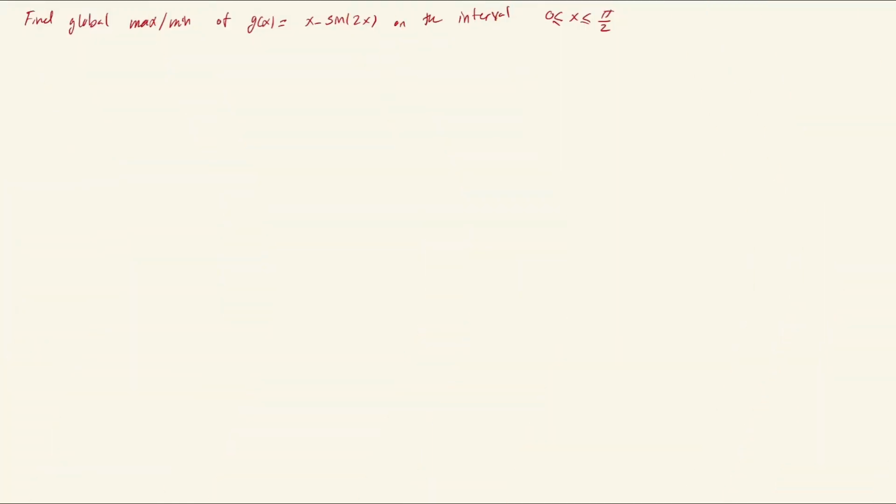Now, find the global maximum and minimum for the function g of x equals x minus sine of 2x on the interval 0 to pi over 2. Notice this is a closed interval, which means we are guaranteed to have a global maximum and minimum, and we are going to follow the steps of the closed interval method to find the global maximum or minimum. So the first step is to find a critical point. It's going to be where the first derivative is 0 or undefined.